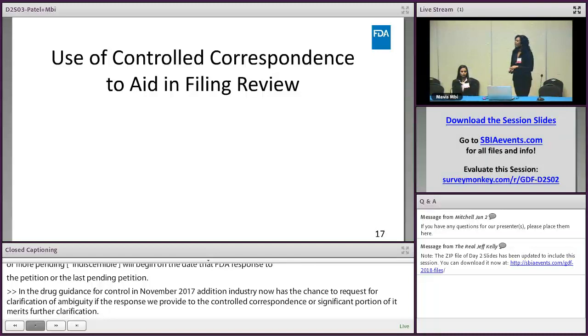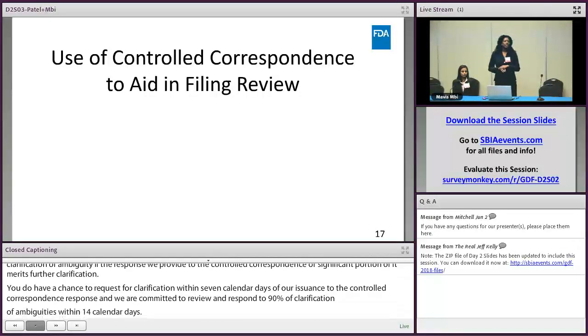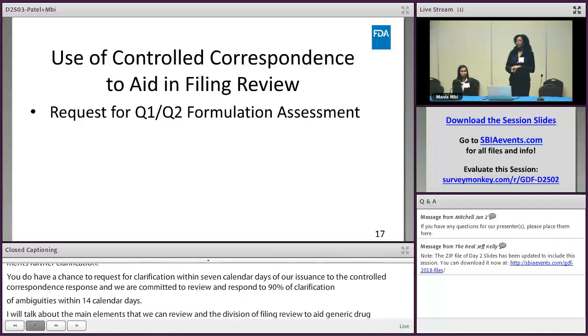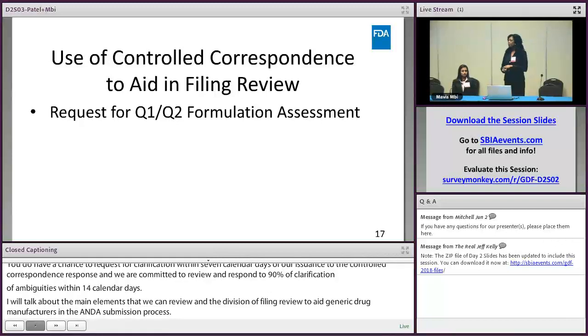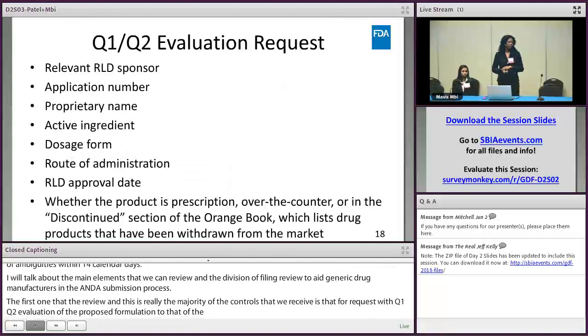So I'll talk about the main elements that we can review in the Division of Filing Review to aid generic drug manufacturers in the ANDA submission process. The first one that we review, and this is really the majority of the controls that we receive, is requests for Q1, Q2 evaluation of the proposed formulation to that of the reference listed drug. The second is requests related to inactive ingredient evaluations. And the third is filing strategy inquiries.